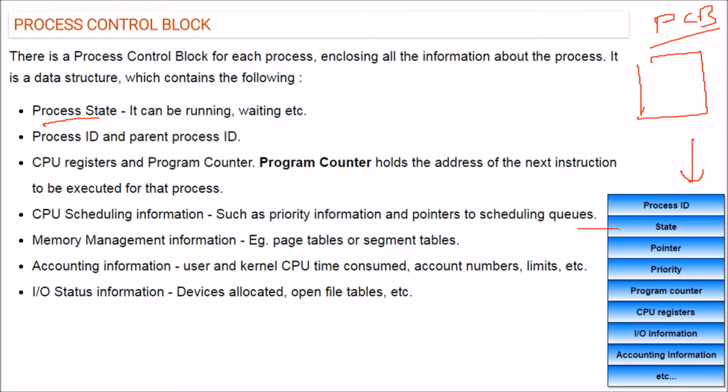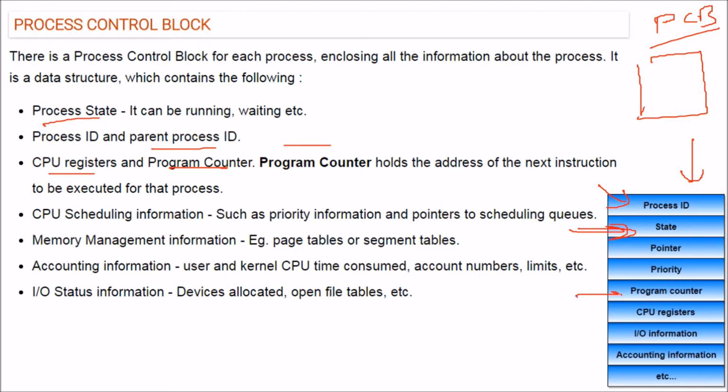The process can be running, waiting, terminated. It can be in a ready state. Any state can be there. So, the information is here. Then the process ID and the parent process ID. What is the process ID? Every process is assigned a unique ID. And also, the process may have come from some parent process. So, parent process ID. Then you have CPU registers and program counter.